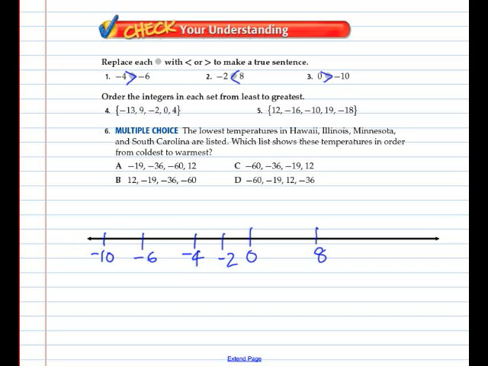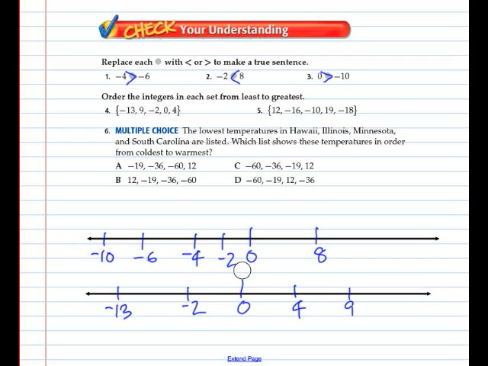Number 4. Order the integers in each set from least to greatest. So now instead of comparing, we're putting them in order. -13 would be here. 9 would be here. -2 here. 0 here. And 4 here. So in order from least to greatest now, it would be -13, -2, 0, 4, and 9.